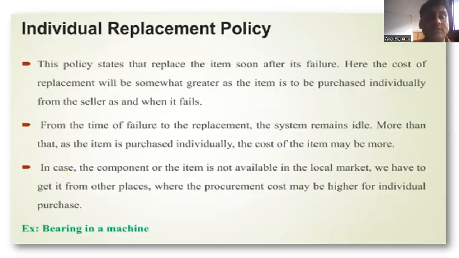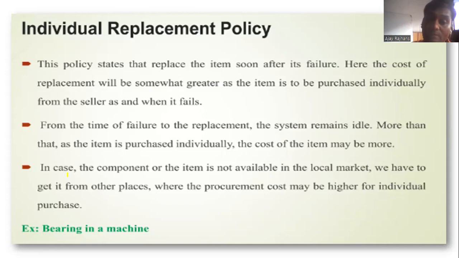Individual policy. What kinds of policies are there? This policy states that you replace the item soon after its failure. After a particular failure, you may replace that. That is the individual replacement policy. Hence, the cost of the replacement will be somewhat greater as the item is to be purchased individually. If you replace one particular item from a product, its cost is definitely very high. So according to the individual replacement policy, the cost may be high.